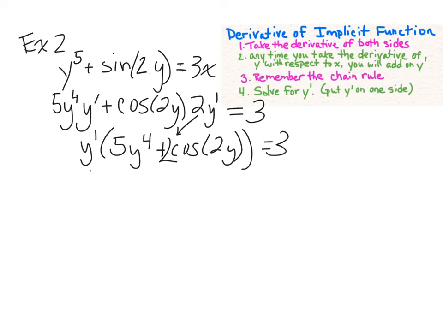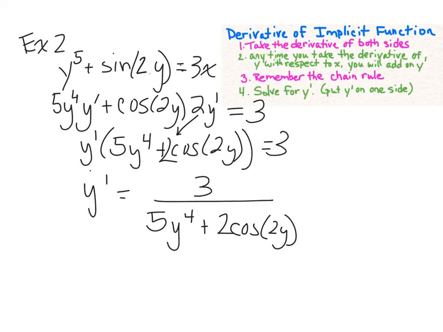And our final answer is y prime equals 3 divided by the entire quantity, 5y to the 4th plus 2 cosine of 2y. Let's look at one more example.